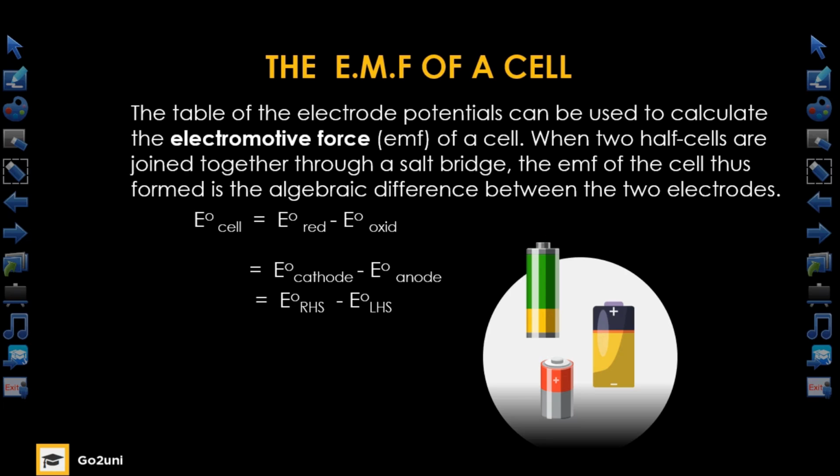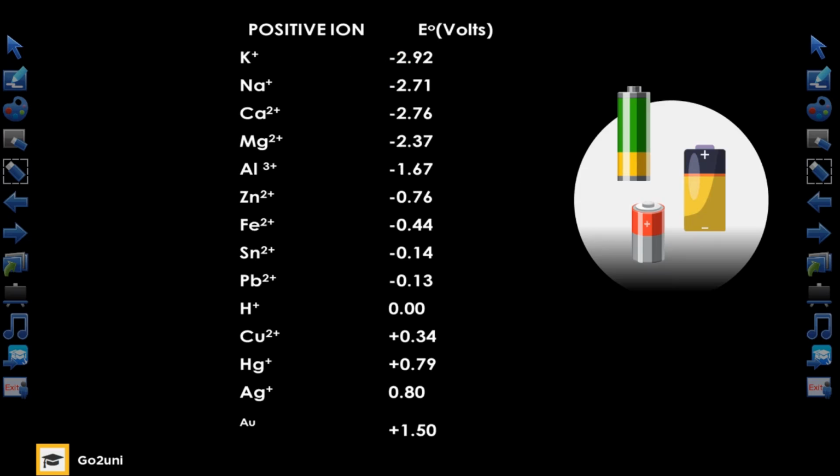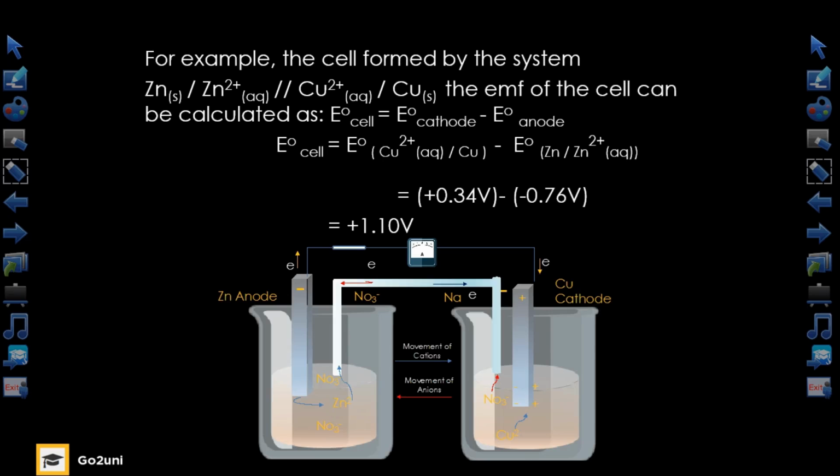So we shall get to see how this is done appropriately. Let's take a look at the electropotential values of some metals. With these values we can ascertain the electropotential of any given cell when two electrodes are used in constructing such a cell. So we shall take a look at some examples of how to calculate the EMF of any given cell.